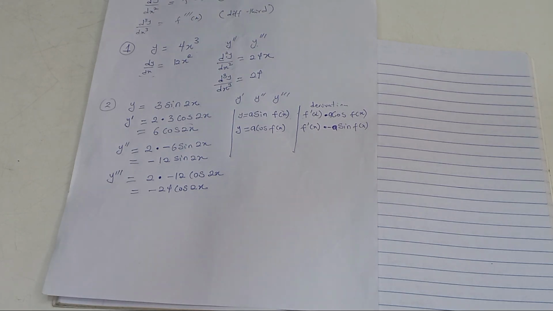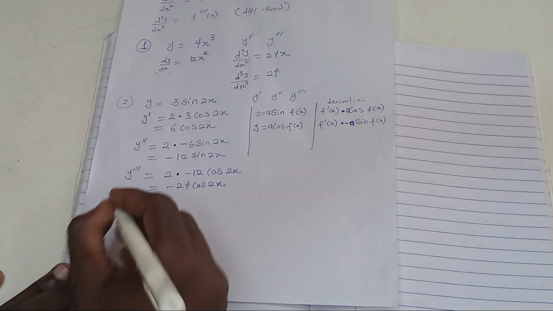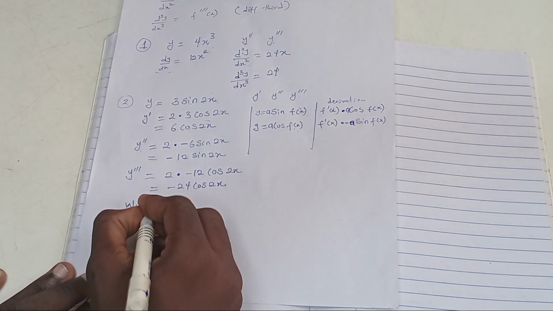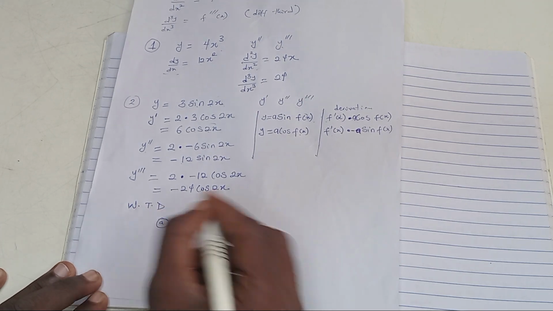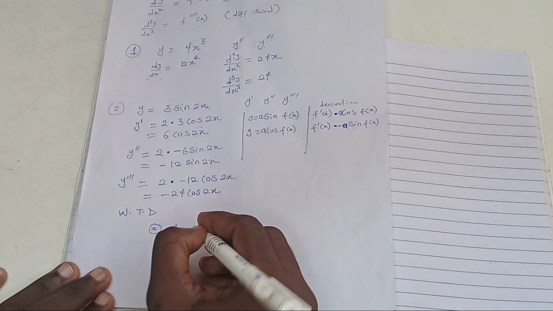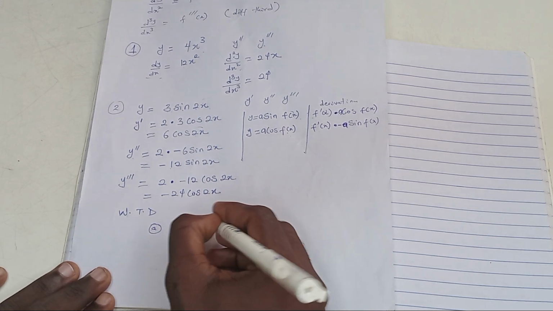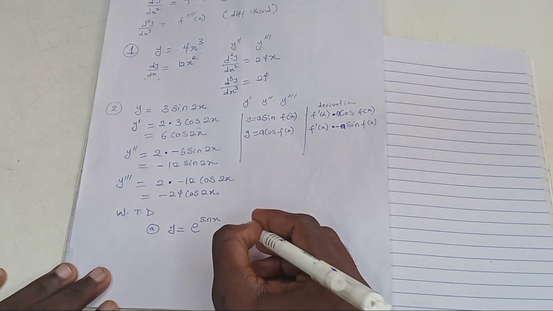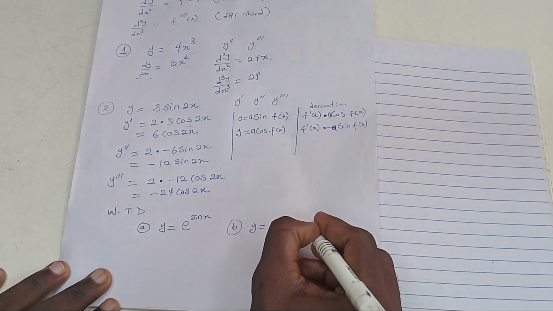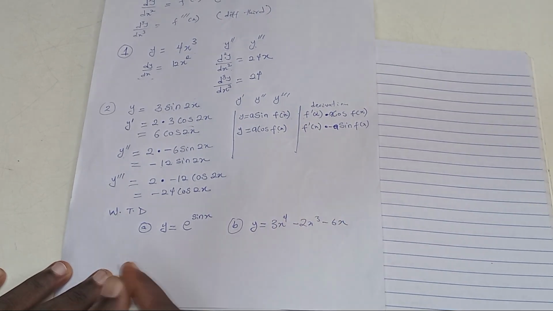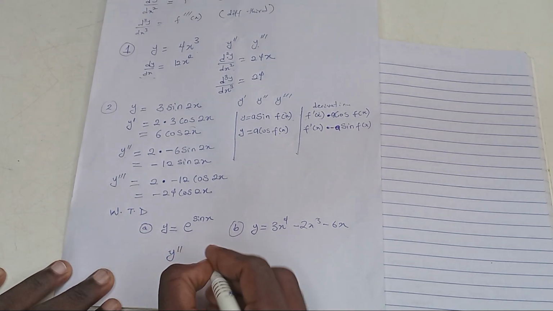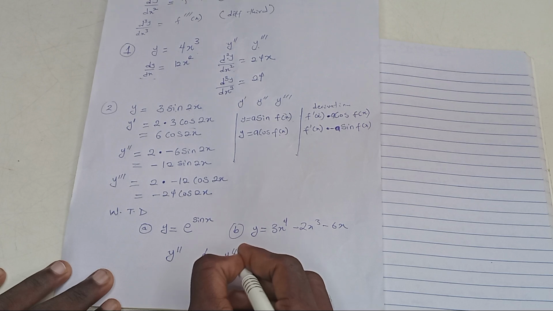So for practice, I'll give you these questions to work on. Kindly comment the answers in the comment section and tell me what video you'd like me to do next. A: y is equal to sine x raised to a power, and B: y is equal to 3x to the power 4 minus 2x cubed minus 6x. For these two questions, find y double prime and y triple prime.